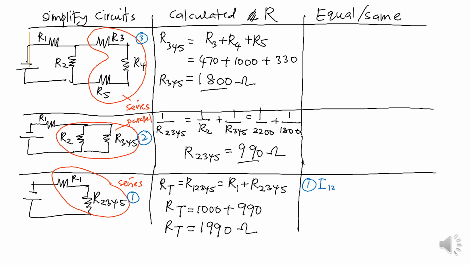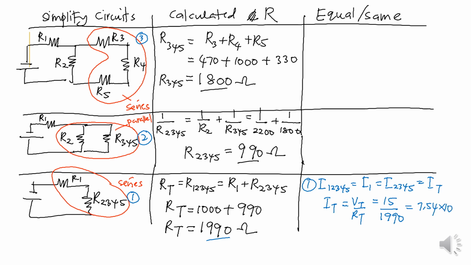I1, I2, I3, I4, I5 ataupun I total. Okay, I ni semua sama. Okay, iaitu kita carilah. So I total sama juga dengan V total over R total. So V total kita adalah 15. Dia dah bagi. So R total kita adalah 1990. So dapatlah I total 7.54 times 10 to the power of negative 3 ampere.